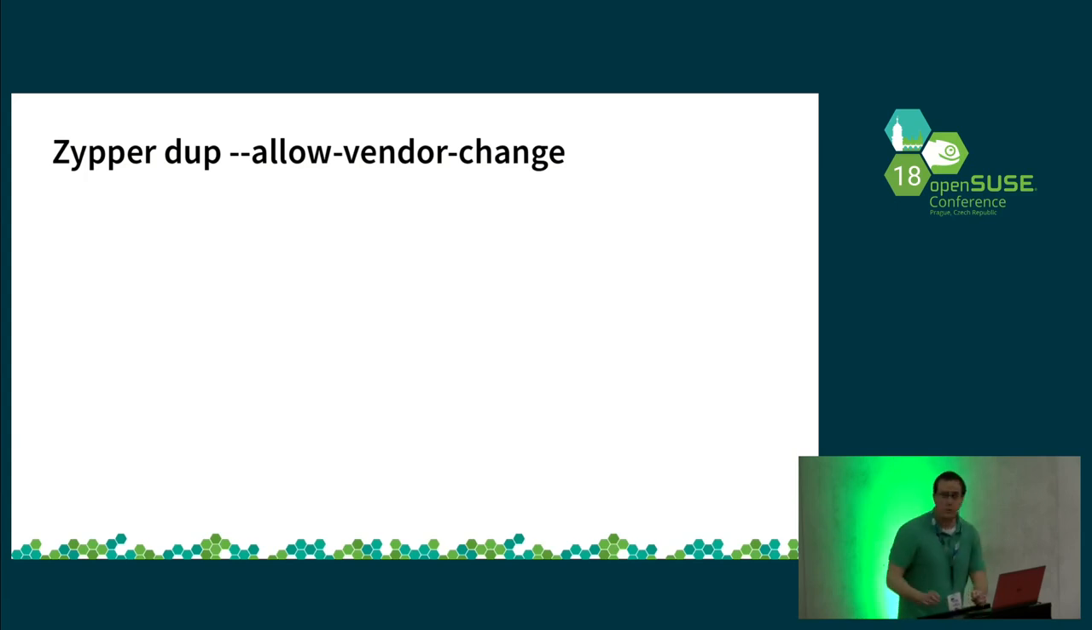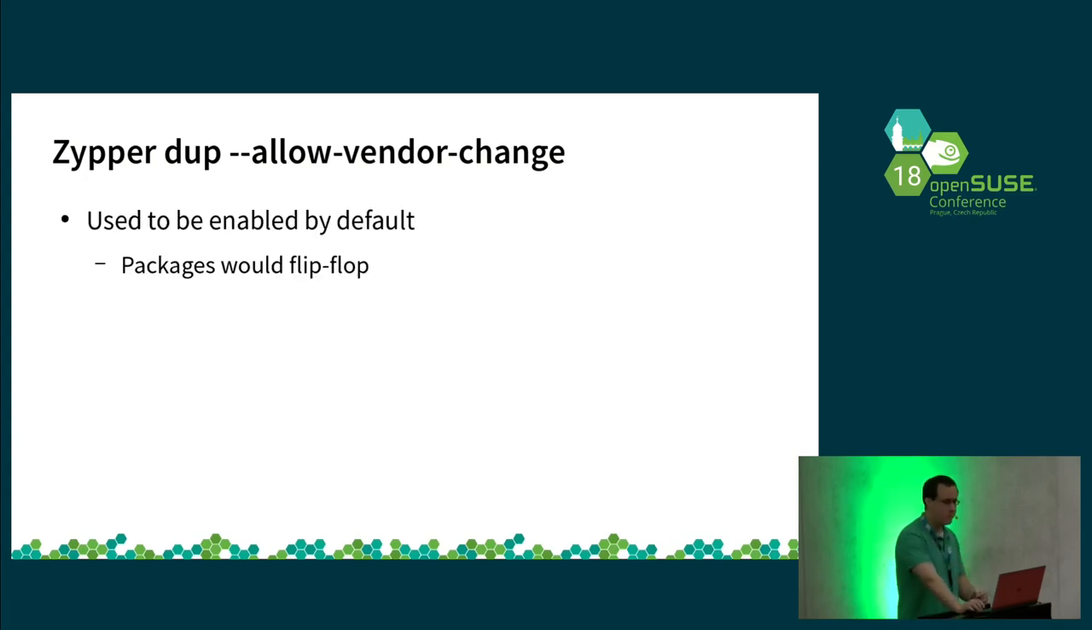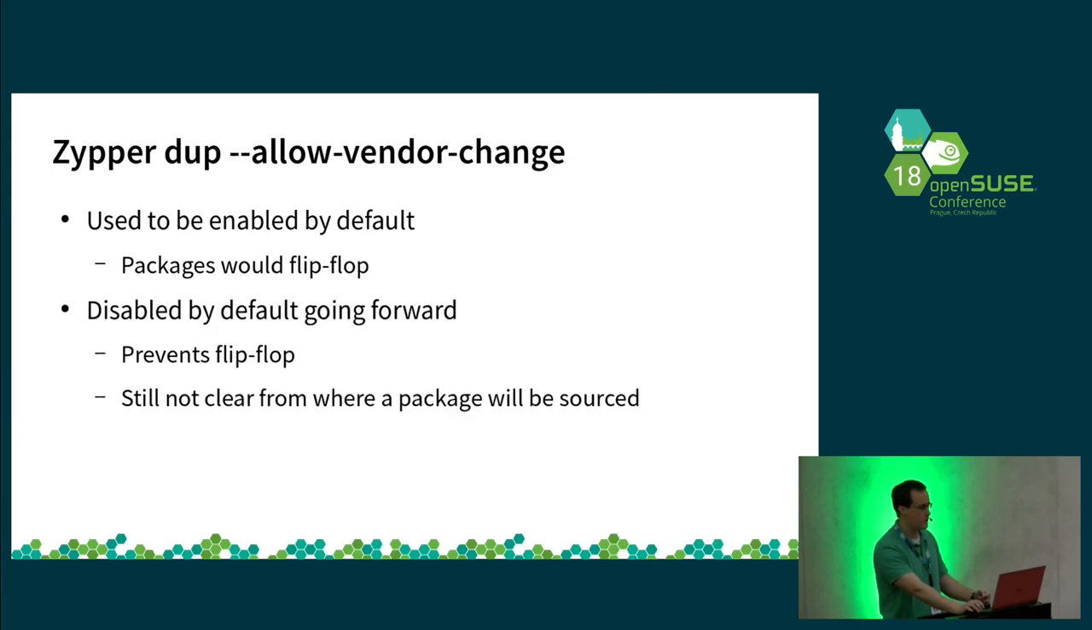So let's talk about when we're doing dup with allow vendor change, which is where a lot of this comes from. This used to be the default behavior out of the box, but it would mean that if you added something like Packman, depending on when you decided to update your machine and the state of Packman and the product repository, the packages might flip-flop because of those build revision numbers or the versions of the packages themselves. And that can cause a lot of problems. You could actually have weird splits of packages from both repositories. Going forward, that's been disabled, so the default now is to not allow vendor change, which prevents the flip-flop, but you don't necessarily resolve the question of where does the package come from if I don't manually pick it.